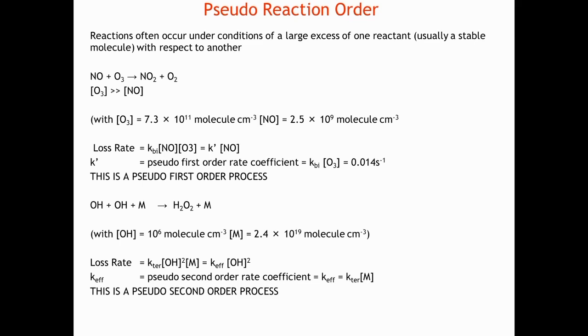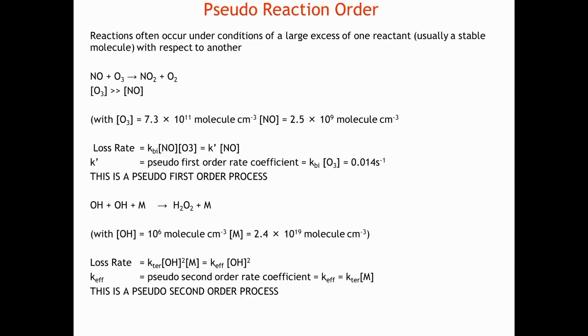So this brings us to the concept of the pseudo reaction order. Do you understand what I mean by pseudo? Pseudo is, the elementary reaction isn't really first order, but you can assume that one of the reactants doesn't get consumed anywhere nearly as quickly as the other reactant, and so it's first order with respect to the quickly reacting reactant.